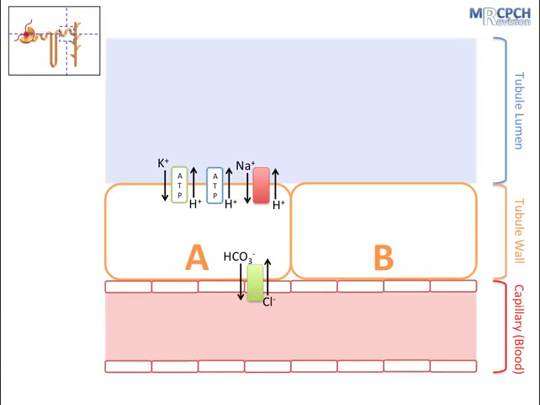So type A intercalated cells are active when we're in a state of acidemia in the blood and want to be rid of excess protons and retain bicarbonate.